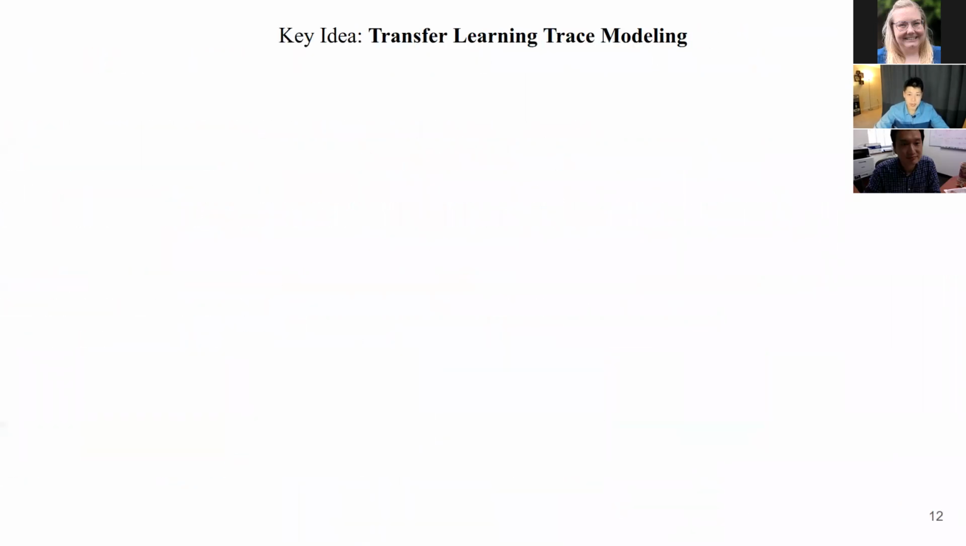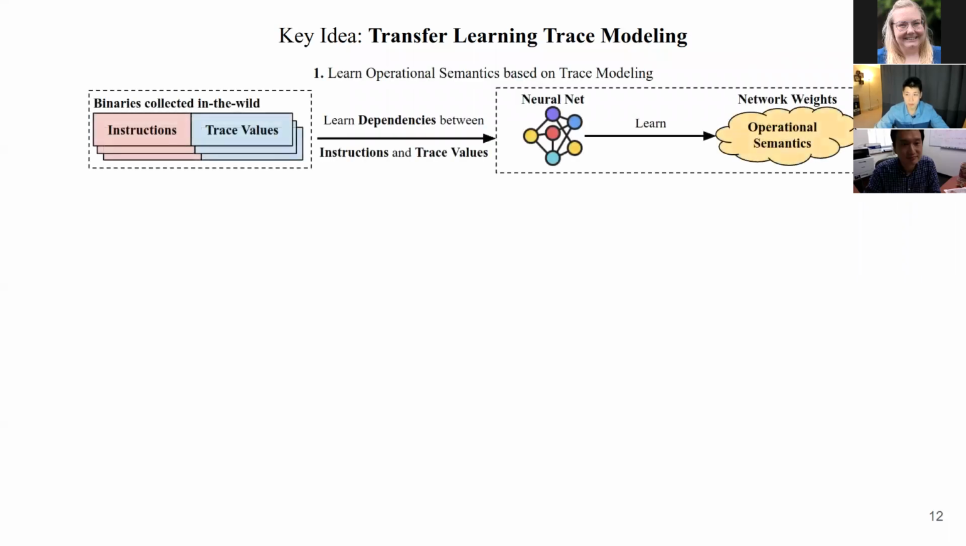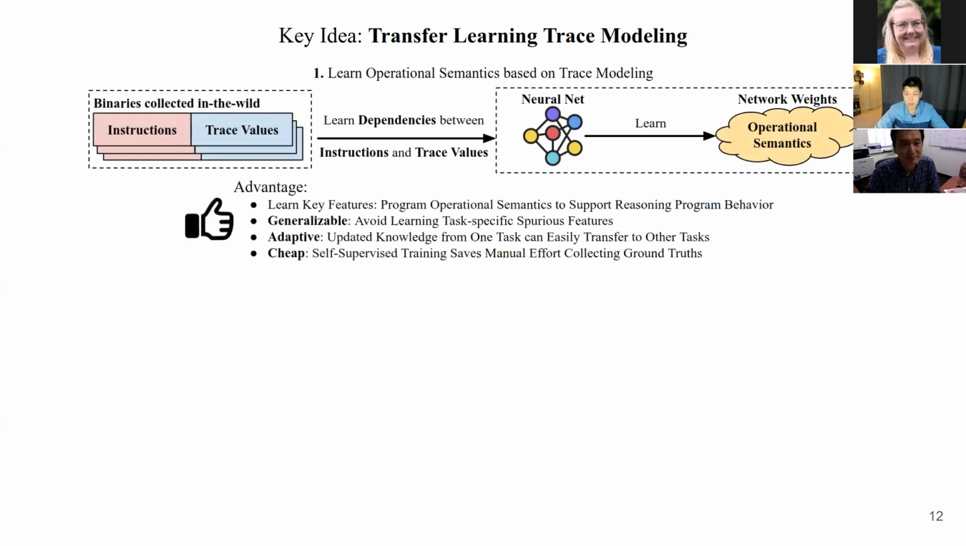So our key idea is to first teach the machine learning model to observe and understand how a program behaves by training it on both the binary code and its execution traces. Then we transfer the learned knowledge of program operational semantics to perform different downstream binary analysis tasks.